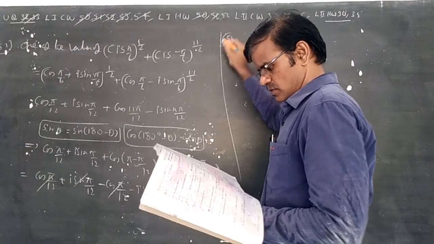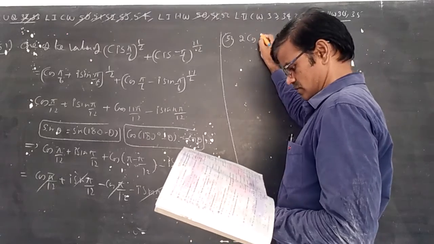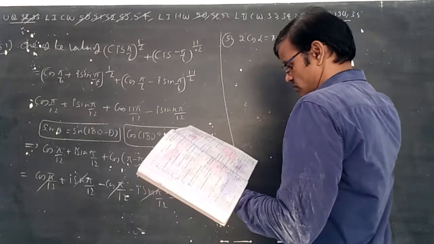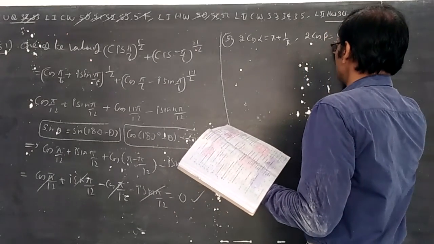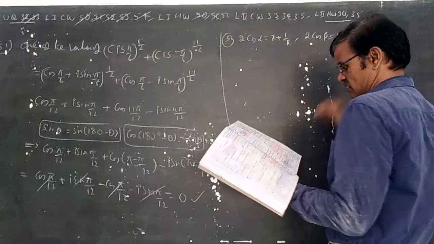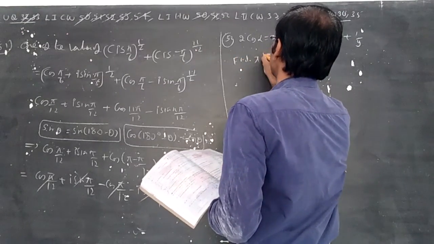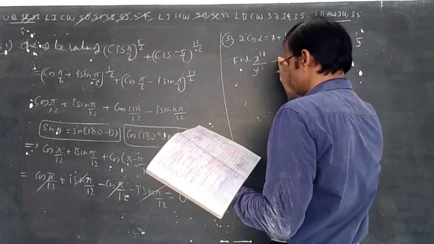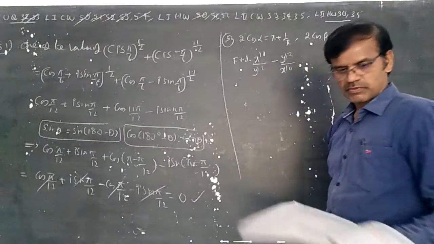Now 52. 2 cos alpha is equal to x plus 1 by x, 2 cos beta is equal to y plus 1 by y. Find x power 10 by y power 12 minus y power 12 by x power 10.